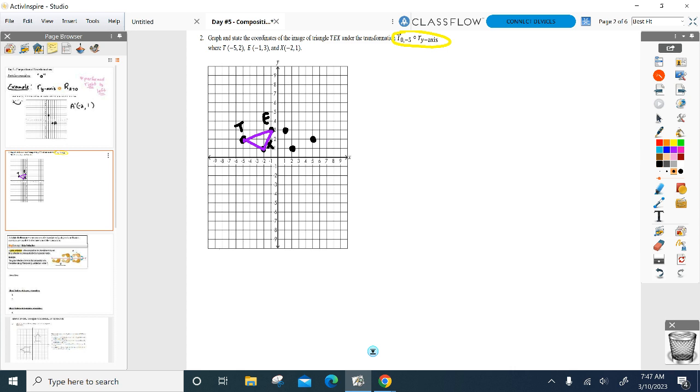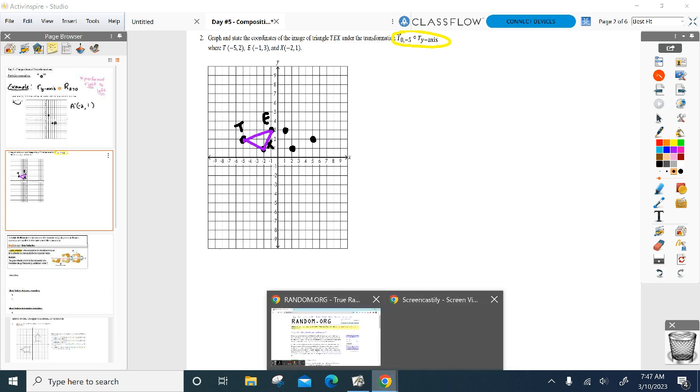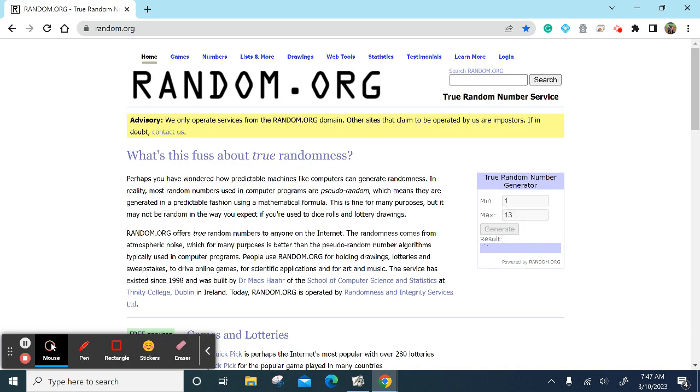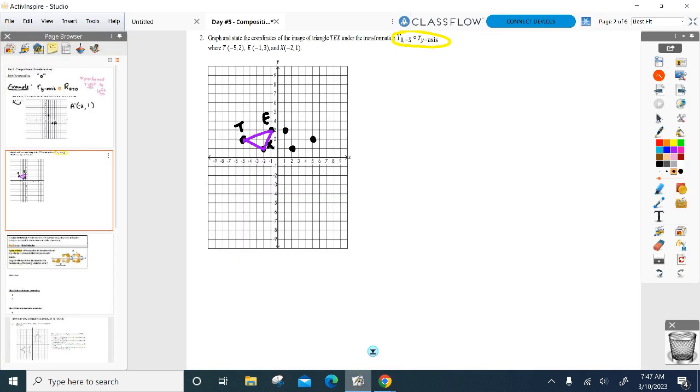And then finally, what am I doing next now? Taking those points and keep going to the left of my composition. You go down 5. That's it. No right or left because I put a 0 there. Good, Rachel. I don't go right or left. I just go down 5 with those points. And then now I have T prime, E prime, and X prime.